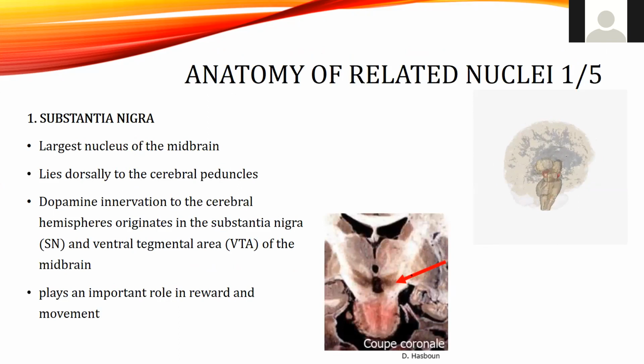We shall now pass to the related nuclei. We have three main related nuclei that we will talk about. We have the substantia nigra. The substantia nigra is the largest nucleus in the midbrain. It lies dorsally to the cerebral peduncle, and it's mainly made up of dopamine. It is made up of two parts. We have the pars compacta and the pars reticulata.